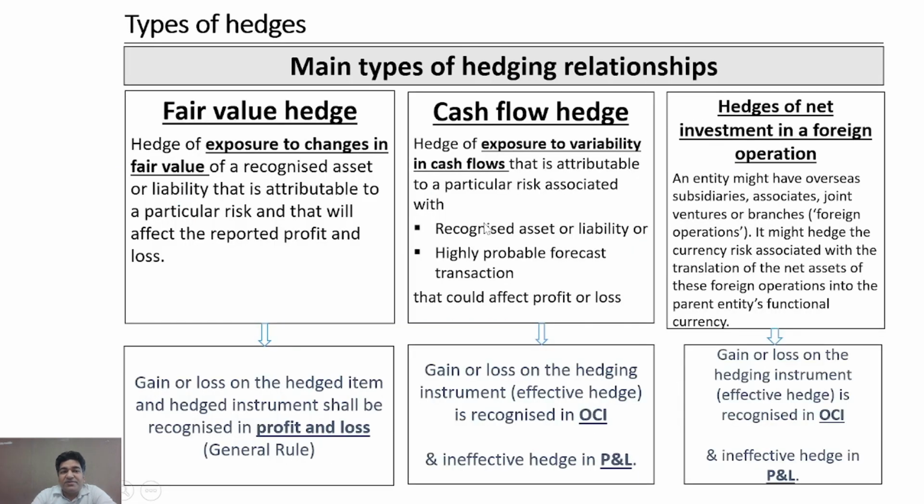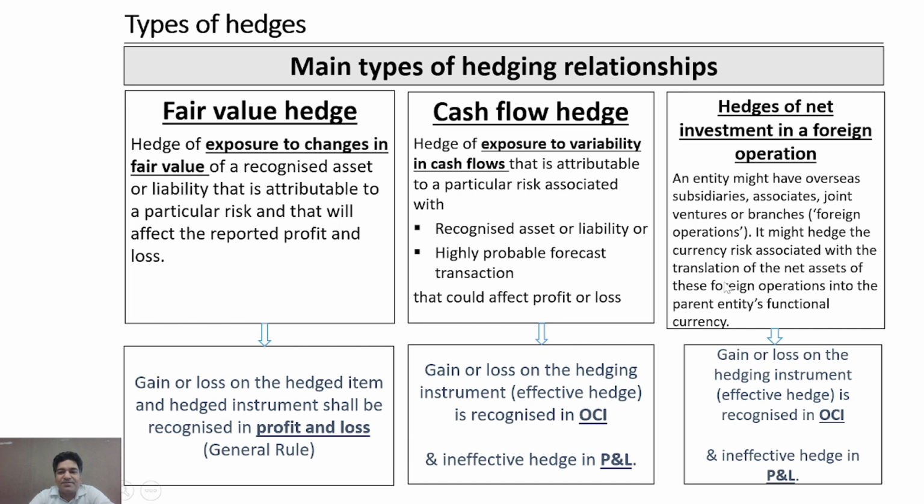So in the last video which we uploaded, we discussed the types of hedges. One was the fair value hedge, which was the hedge of exposure to changes in fair value of the recognized asset or liability. Cash flow hedge, as the name suggests, is the hedge of exposure to variability in cash flows. And in case of net investment in a foreign operation hedge, an entity might have an overseas subsidiary, associate, or a joint venture. And while consolidating, there can be a currency risk associated with the translation of net assets of these foreign operations in the parent entity's functional currency.